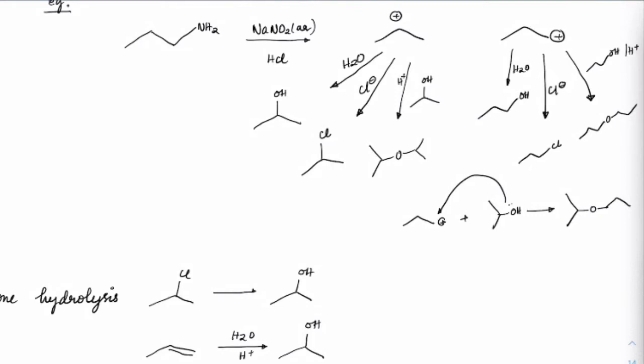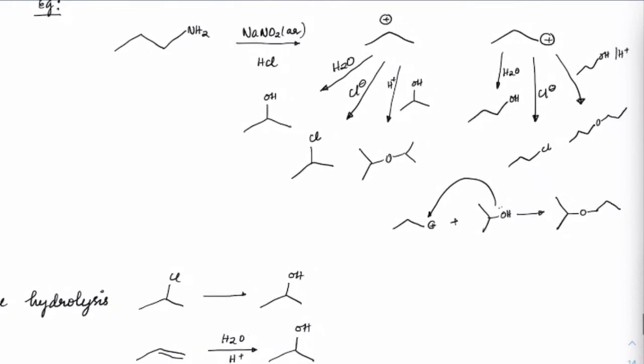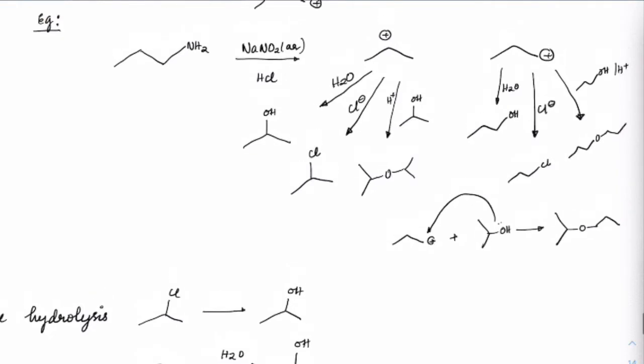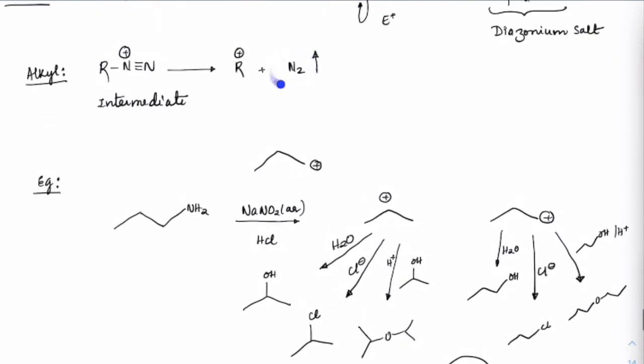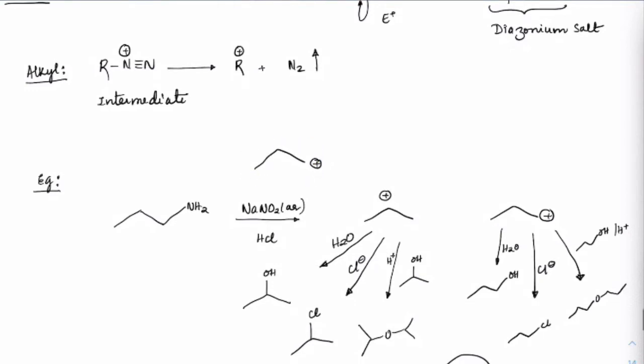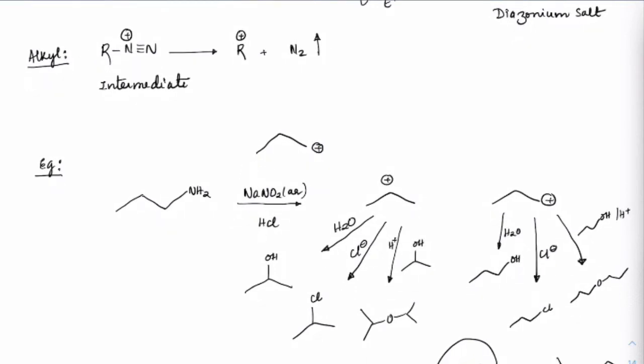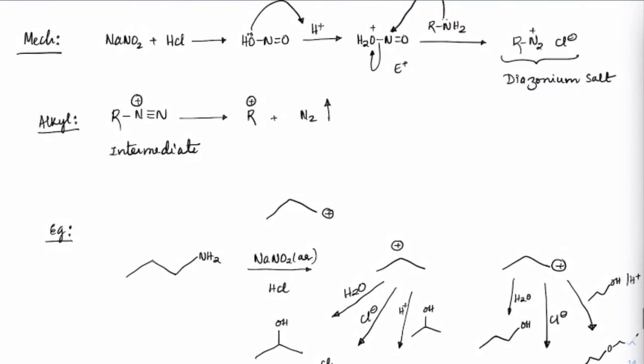Yes, beta. Sir, amine with carbocation. There is no amine present now, beta. This amine has been converted into it. All N2 has left. Got it? This reaction is only at the starting of the reaction.